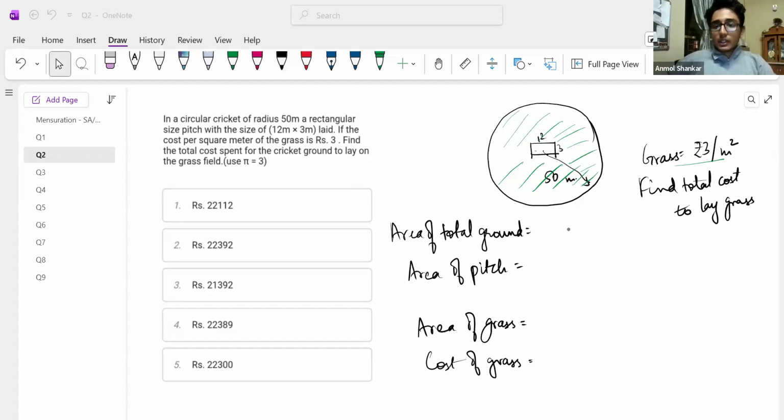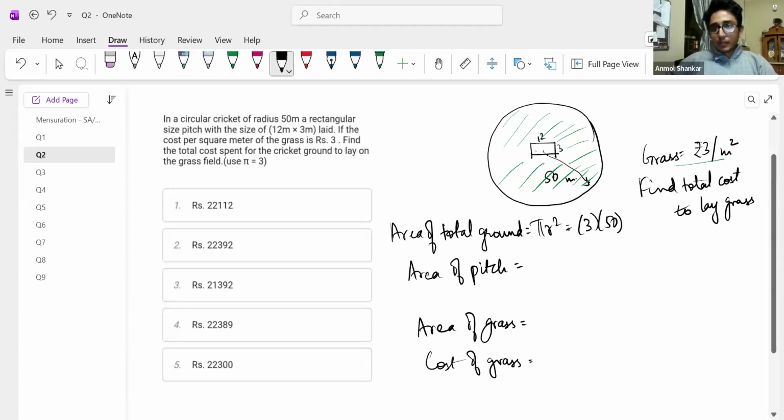Area of total ground: this circle of radius 50, so pi r square. So pi is 3 into 50 square. So tell me one by one, or type in the chat, what is the first number you got. For this total ground, what is the area, and then for the pitch, what is the area? Pitch is a rectangle, 12 and 3, so 12 into 3, so L into B.